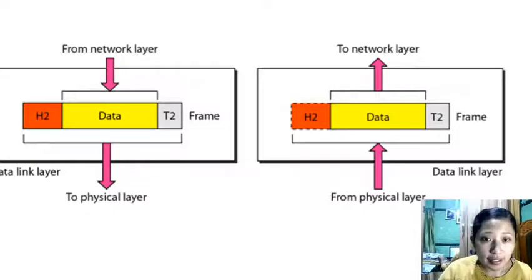The second layer, layer 2, is the data link layer. The data link layer will be receiving messages from its upper layer, which is the network layer, and after processing, it will be giving that entire message to the lower layer, that is the physical layer. So this is the example for the sending side, and this is for the receiving side.